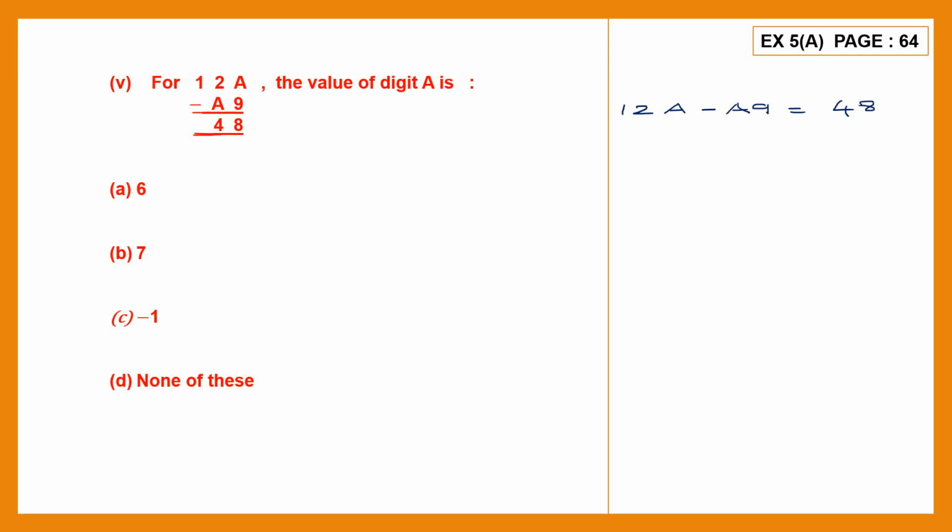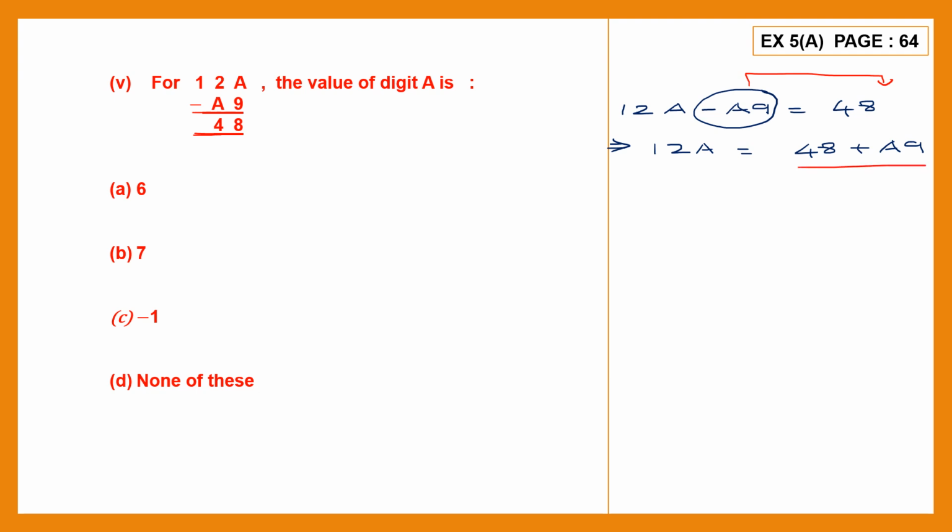Now you have learned equations, isn't it? So what I'm going to do is I'm going to transpose this minus a9 to the other side. So when it goes to the other side, it's going to become plus a9. So this is 12a is equal to 48 plus a9. Okay, so now I'm going to work out this addition.